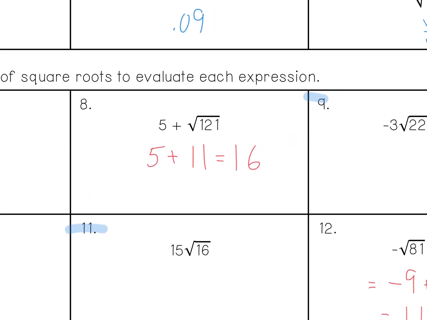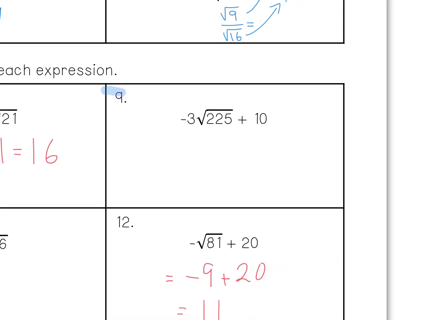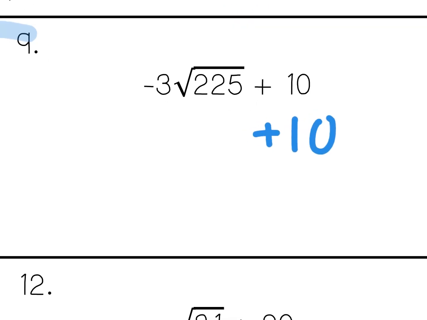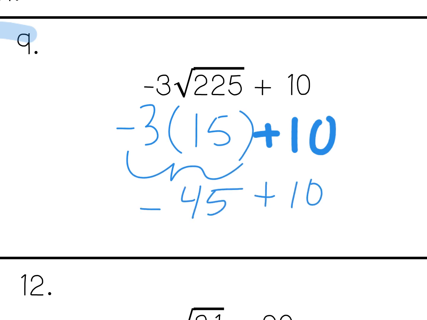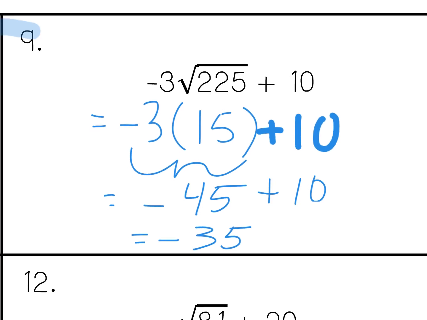So the same thing then with number 9. We'll leave the plus 10 on the end. The square root of 225 is 15. So we can put 15 and we keep the negative 3. So what do we do with these 2? Multiply. So what is negative 3 times 15? Negative 45. Negative 45 plus 10 is negative 35. Great job.